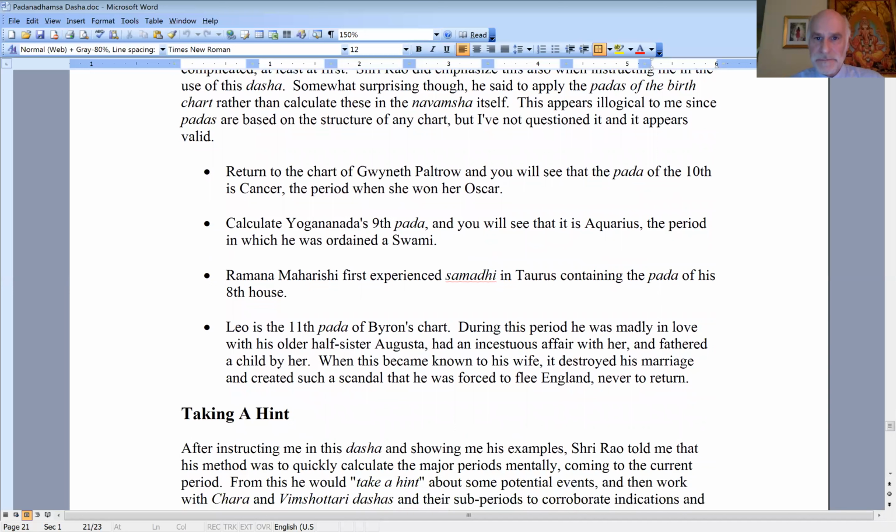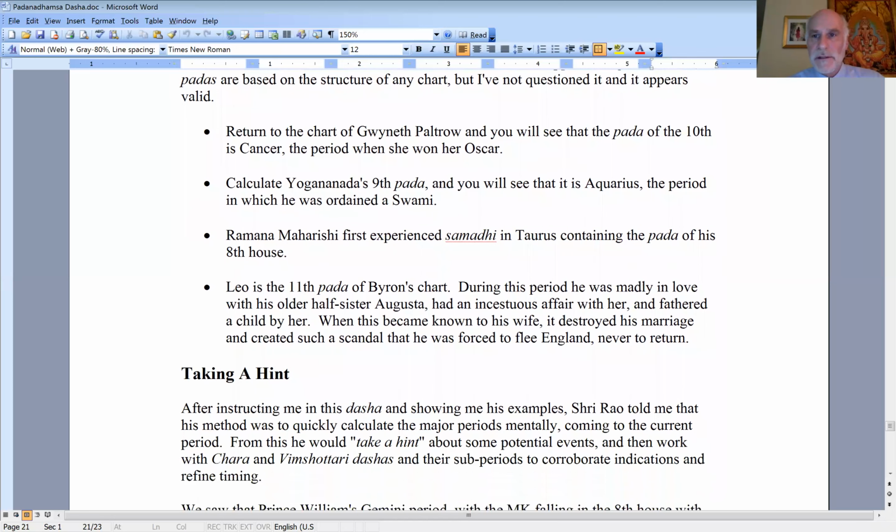Aquarius period. And then we saw that in the Taurus period of Ramana Maharishi is when he was said to have attained full God realization, full enlightenment. And if you see which pada Taurus is of his birth chart, you'll see that it's the 8th pada, which is the house of samadhi, right? The experience of higher states of consciousness.